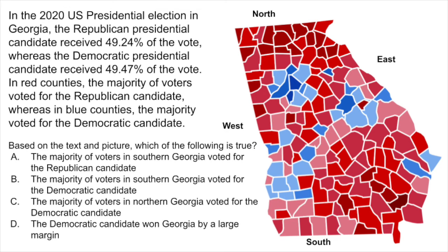Okay, so basically here, the key is where it says in the passage that red counties were Republican majority and blue counties represent areas with Democratic majority. So it shows us also north, south, west, and east parts of Georgia, relatively speaking here. And so basically what you have to see is that in southern Georgia, we see a little bit of blue here and there, but it is mainly red. And so therefore, the majority of voters in southern Georgia did vote for a Republican candidate.